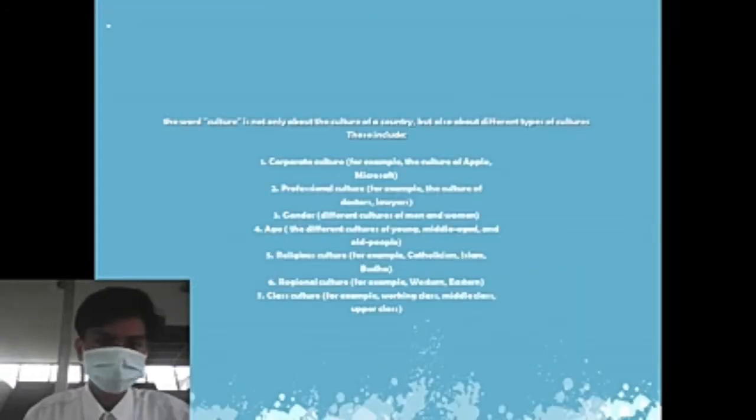Okay. The word culture is not only about the culture of a country, but also about different types of culture. This includes, first, corporate culture. For example, the culture of Apple, Microsoft. Okay. 2, professional culture. For example, the culture of doctors and lawyers. 3, gender. Different culture of men and women. 4, age. The different culture of young, middle-aged, and old people. 5, religious culture. For example, Catholicism, Islam, Buddhism. 6, regional culture. For example, Western, Eastern, Middle East. 7, class culture. For example, working class, middle class, and upper class.